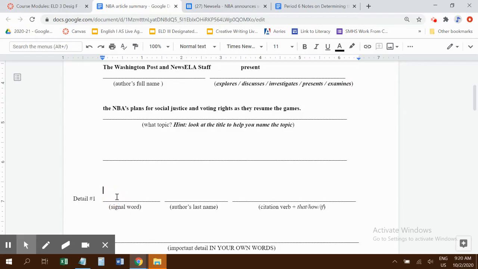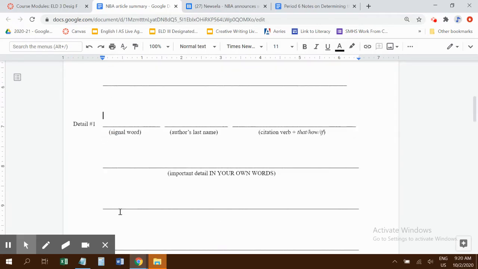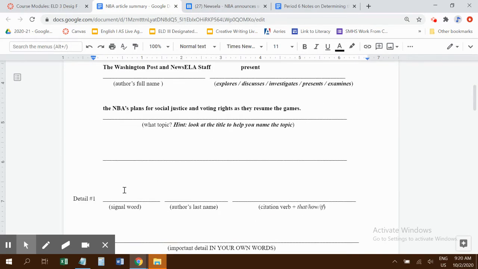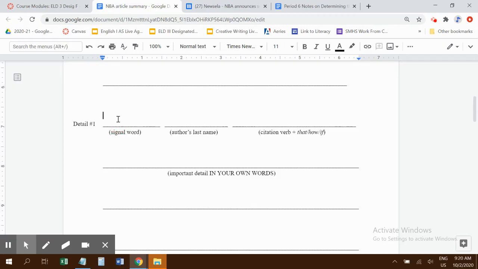Next, I need my first detail. I need a signal word. So because this is the first detail, probably the easiest one to use is first. I'm going to put that. First. Now the author's last name, it's quite long. It's because it's not really a name, Washington Post and New Zealand staff.